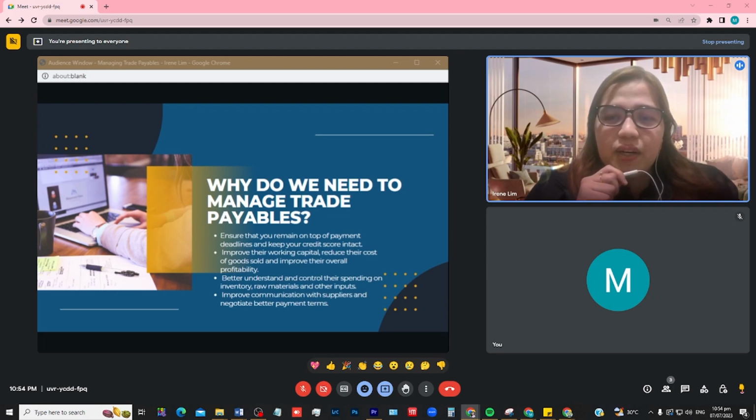It can help companies to better understand and control their spending on inventory, raw materials, and other inputs. It can also help companies to improve communication with suppliers and negotiate better payment terms. So in short, effective trade payable management can lead to a healthier bottom line for the company. Next slide po.